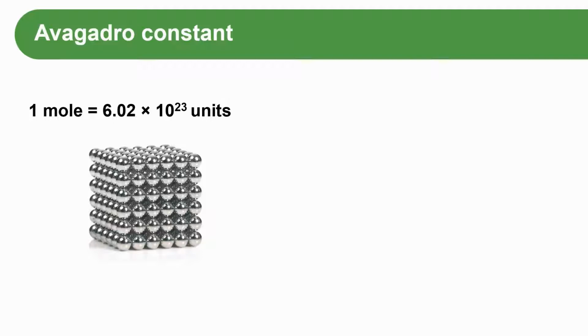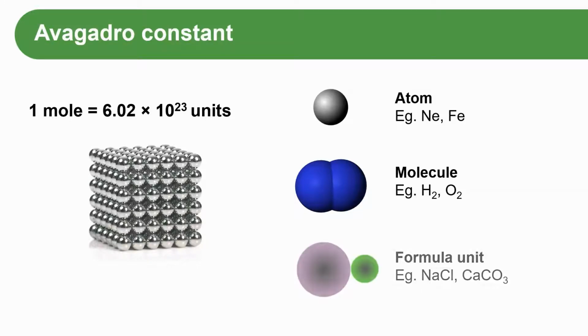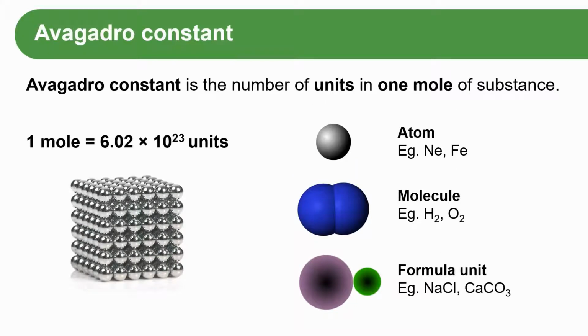And these units can be referred to 3 types. The first type is atom. Our noble gases exist as atoms, as well as our pure metals. The next one is molecule. For example, hydrogen gas, oxygen, water, and many other examples. The last one, we call it formula unit, which refers to our ionic compounds. So we define Avogadro's constant as the number of units in 1 mole of a substance.